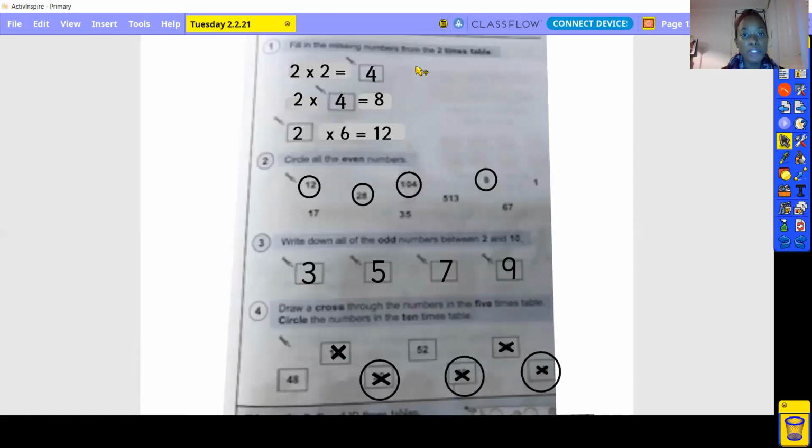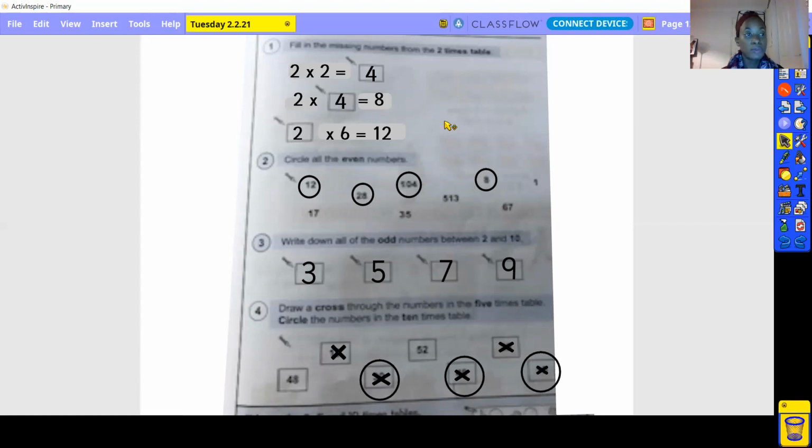Fill in the missing numbers. So the missing number here would have been 4, because 2 times 2 equals 4. Here was also another 4. 2 times 4 equals 8. So we had that missing. So we had to think what times what would get us 8. Here the 2 was missing. There we go. Because 2 times 6 equals 12.